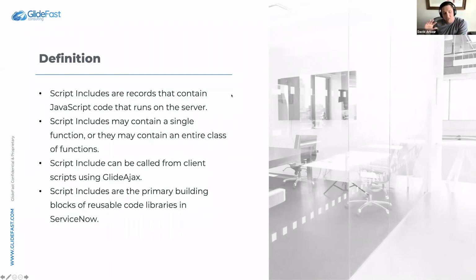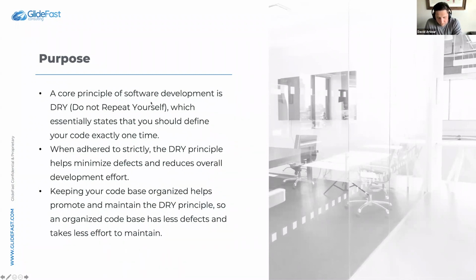Okay, so that's the definition of a script include. Just a record that holds JavaScript. That JavaScript loads and runs on the server. So what's the purpose of organizing script includes? A lot of times I show people things that I've built, like libraries for implementations, and people are shocked at how many script includes I may create.